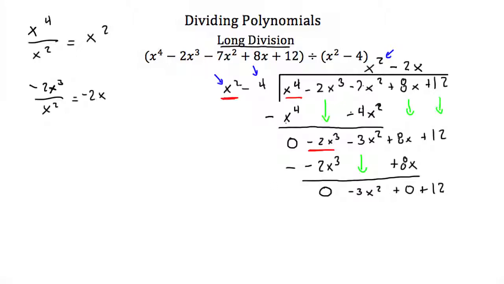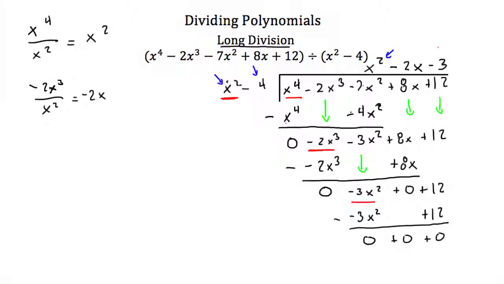Now I need to determine how many times this x squared goes into a negative 3x squared. Well, that goes in negative 3 times. Negative 3 times my x squared is negative 3x squared. Negative 3 times my negative 4 is a positive 12. Now I subtract. Negative 3x squared minus a negative 3x squared is 0. Bring down my other 0. And then 12 minus 12 is also 0.